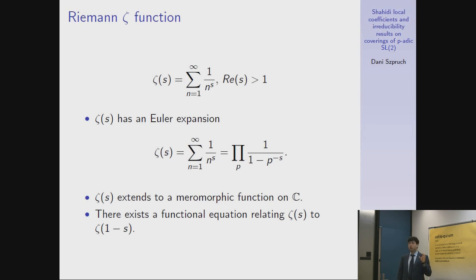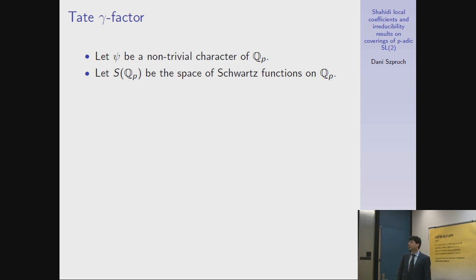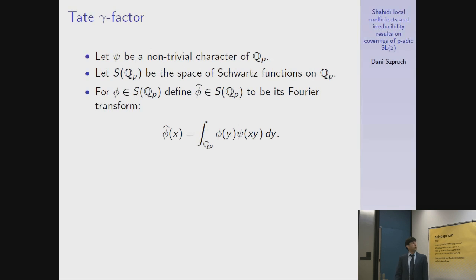And there was a local portion to his thesis. He identified each term in the Euler product as a local L-function. And I would like to give you some details about the local portion of the thesis. Let psi be a non-trivial additive character of Q_p. This is just a homomorphism from Q_p to the unit circle. Let S be the space of Schwartz functions on Q_p, namely the functions which are locally constant and compactly supported. And we have the Fourier transform, where you integrate against psi.